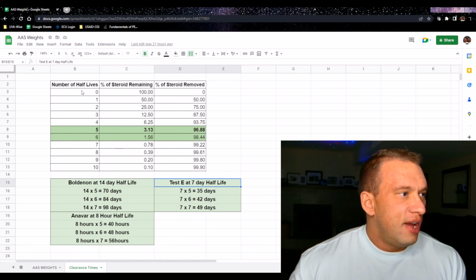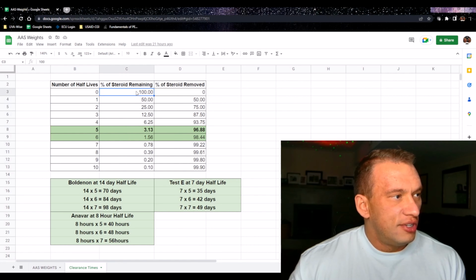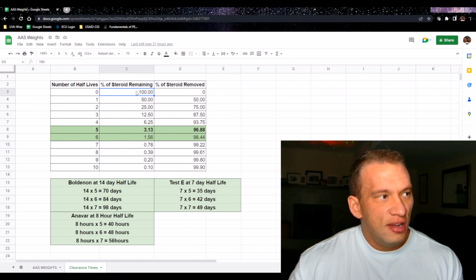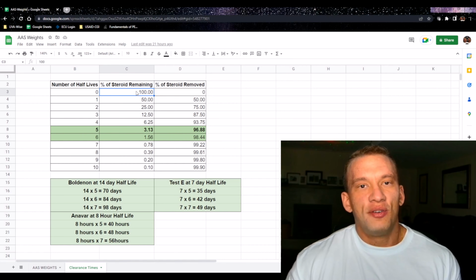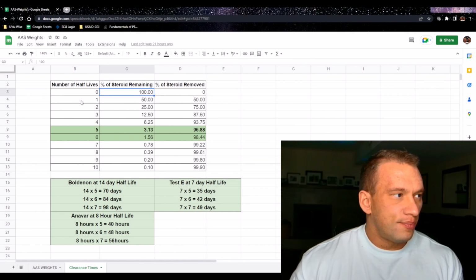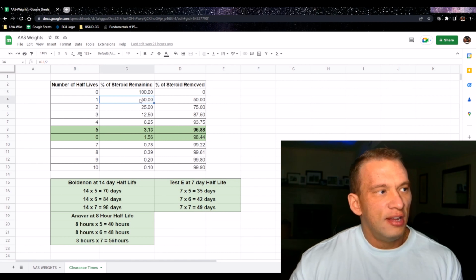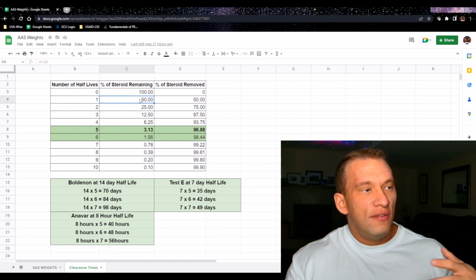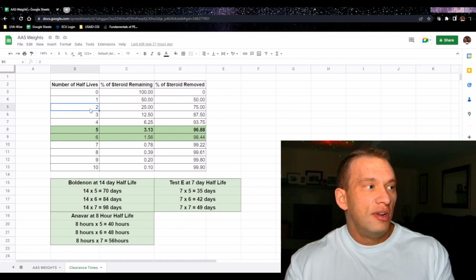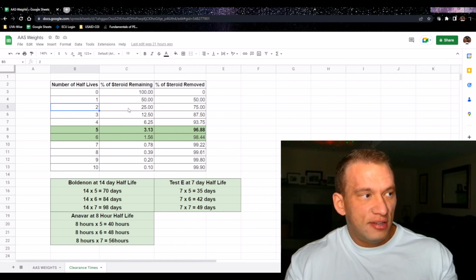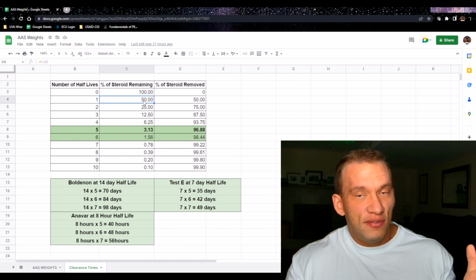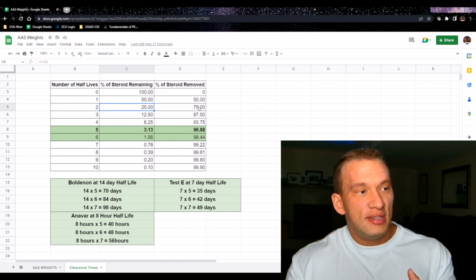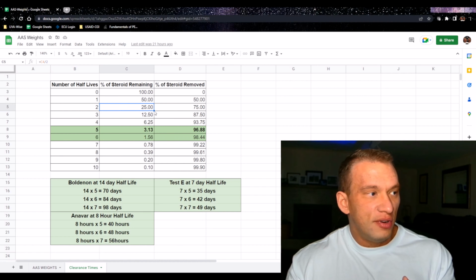So, number of half-lives. You see I have a chart, 0 to 10. Now, we're going to start at no half-lives have passed. That means 100% of the steroid is still remaining in your system. 1 half-life has passed. That means half of it, right? 50% of that steroid is still in your system. 50% has been removed. Now, 2 half-lives have passed. So now, what's half of 50? 25, which means that 75% of that steroid has been removed.